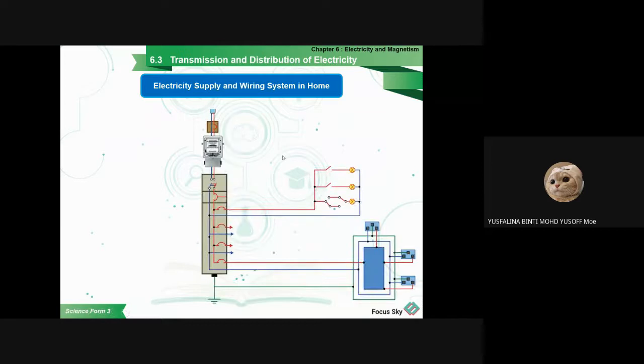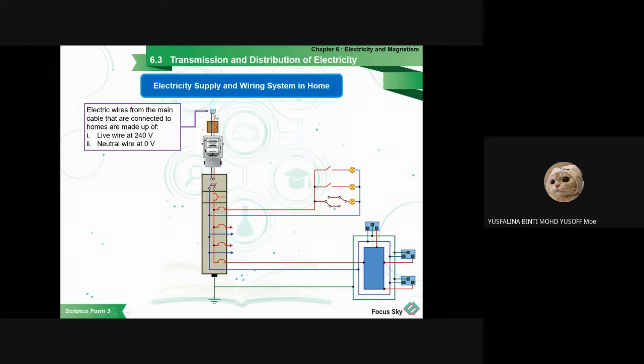Okay, so this is the electricity supply and wiring system in the home. The blue wire is the neutral wire, and the red wire is the live wire. The live wire is at 240 volt. This is the power that is supplied from the power plants to the home. So this is where the current enters.